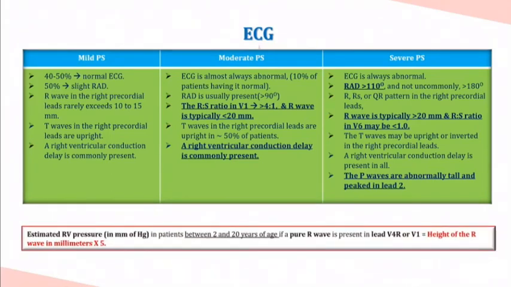In patients aged between 2 to 20 years, we can estimate the right ventricular systolic pressure by means of the pure R wave height in lead V1 by the formula: height of R wave in millimeters into 5. Whereas there are also significant exceptions to these ECG changes.